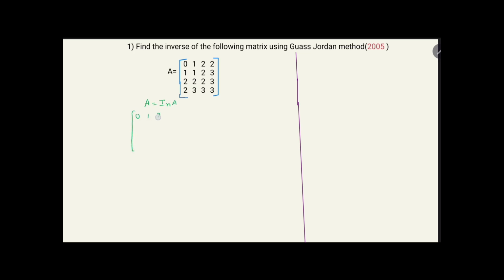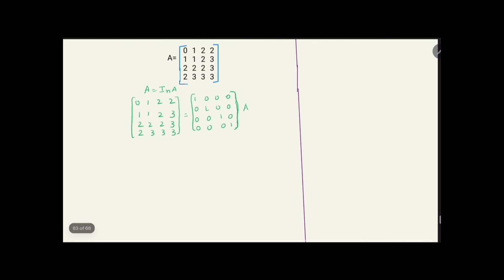So write down the given matrix here: 0, 1, 1, 1, 2, 3, 2, 2, 2, 3 and 2, 3, 3, 3. Okay, since it's a 4 by 4 matrix, I will write down the identity matrix In as 4 by 4. That is 1, 0, 0, 0, 0, 1, 0, 0, 0, 0, 1, 0, 0, 0, 0, 1 into A. So this is the general form of the Gauss-Jordan method. Is that clear, students?